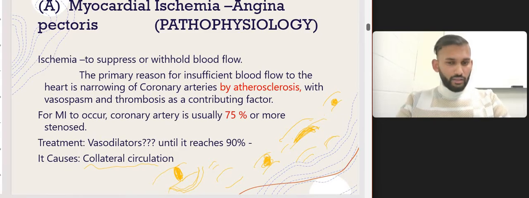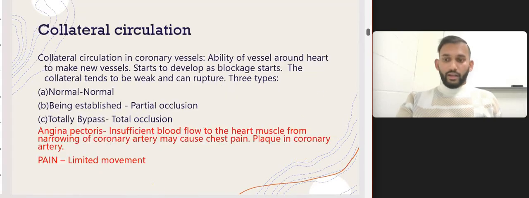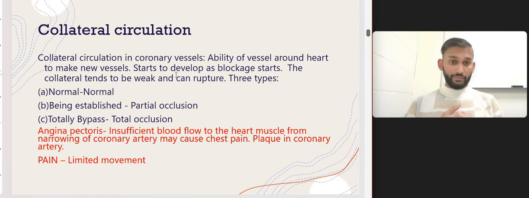Couple of things. Is this going to be strong? Not really, but it's still better than having nothing. There is still some blood flow, not the same amount, but there is some. It is weak, so there is a chance of rupture, but it's still better than having nothing. That's collateral circulation, which is just the formation of new vessels around the occluded section to supply blood flow. So, that's right over here. What is collateral circulation? It's the ability of the vessels to make new vessels around the occluded section of the heart. Now, it could be normal, it could be established, or it could be a total bypass with total occlusion. We already talked about this.